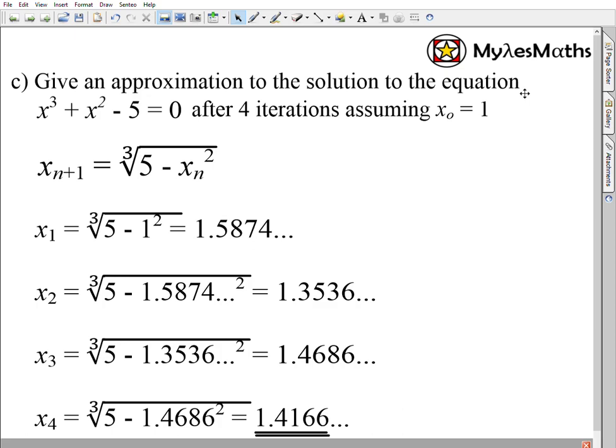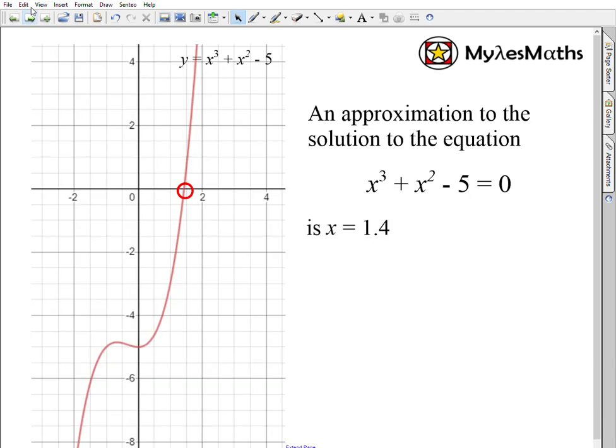Give an approximation to the solution of the equation after 4 iterations. Here's the formula stated once again. To begin with, we substitute in x0, which is 1, which gives us 1.5874. This is then substituted in to give us our second iteration. This is then substituted in again to give our third iteration, and so on. After 4 iterations, you should have 1.4166. You'll notice that I've just added some dots after it to show that it's a continuous decimal, but I haven't in any way rounded it or anything else.